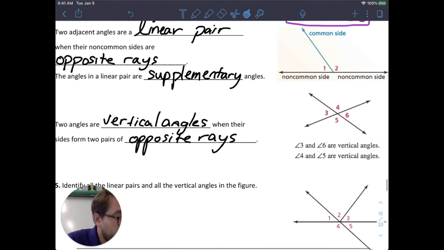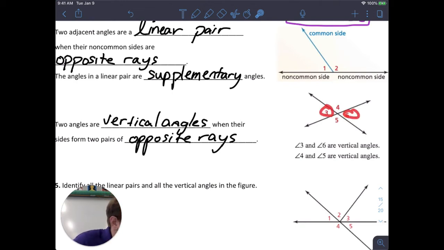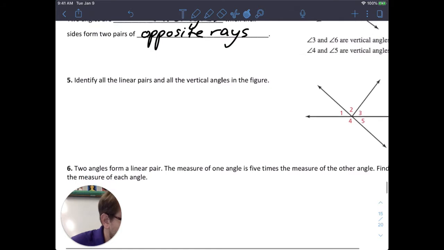Again, if we look at the figure here, angles 3 and 6 are vertical because their sides, here and here, and then here and here, form two pairs of opposite rays. Opposite rays right here, and opposite rays right there. And we could say the same thing for 4 and 5. Their sides are forming opposite rays. Let's look at a couple of examples where we can use this knowledge.